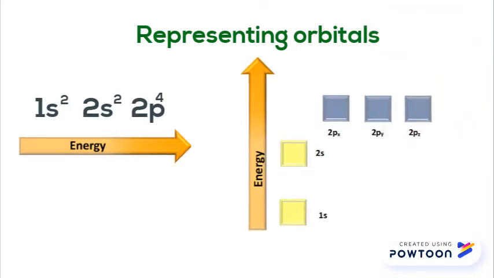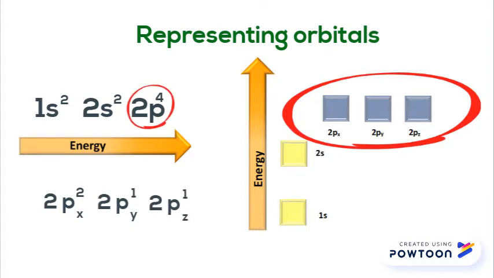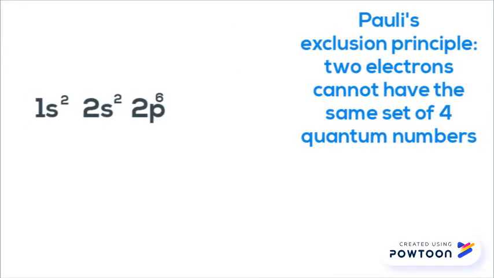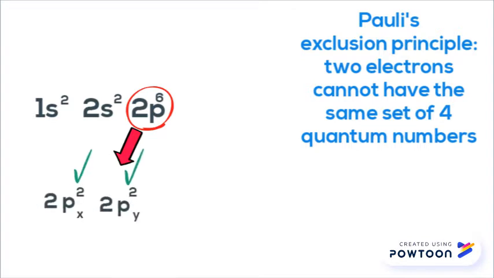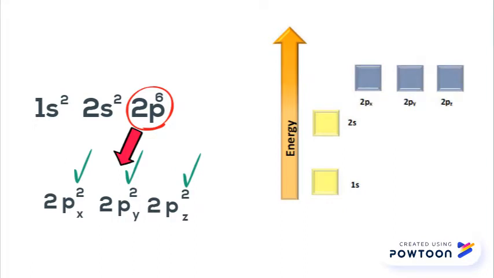When using letters, it is possible to write degenerate orbitals, such as the p orbitals, as px, py, and pz. However, more commonly, they are written only as p. According to Pauli's exclusion principle, a maximum of 2 electrons with opposite spin can occupy each orbital. When using the boxes, electrons with opposite spins are represented by arrows in opposite directions.